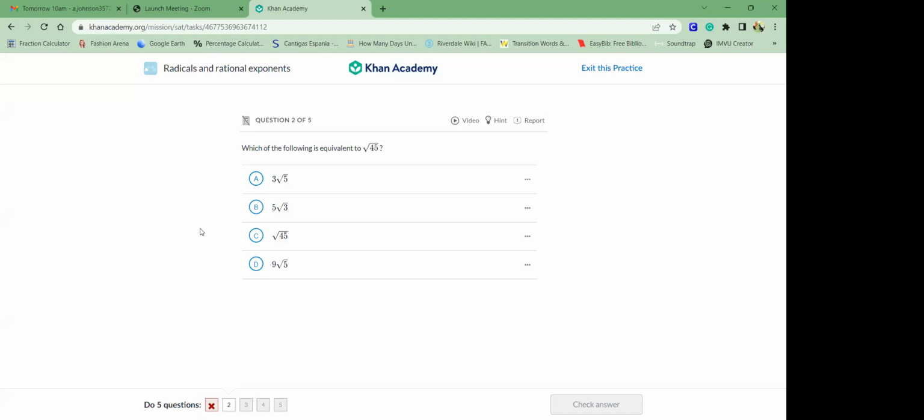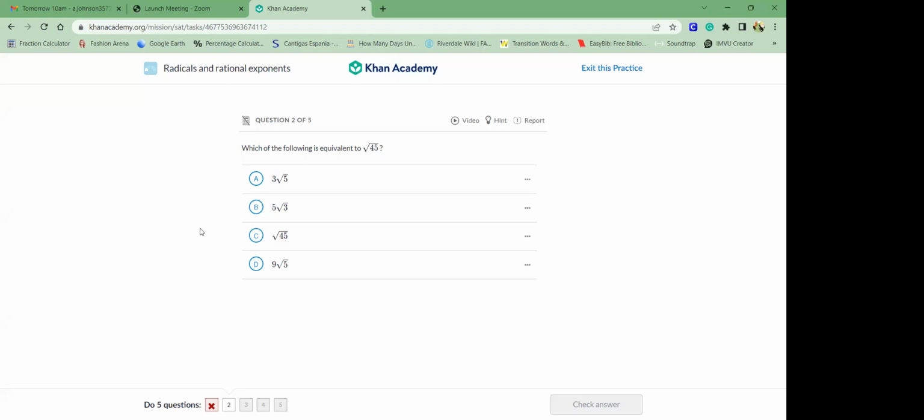All right, let's see what you got. It's, which is equivalent to root 45. What does it say? But I think I have it open somewhere else. Or if you have the question in front of you, just tell me and I'll write it on the whiteboard. It's this: which of the following is equivalent to, okay, all right, this one.